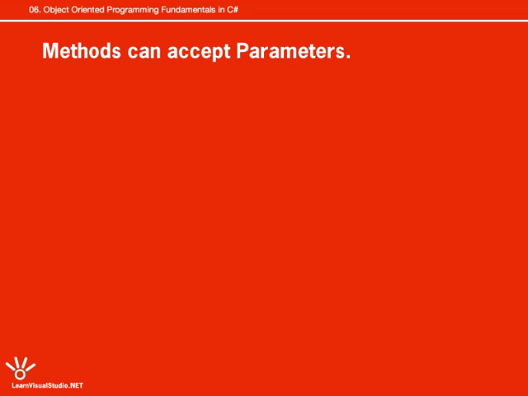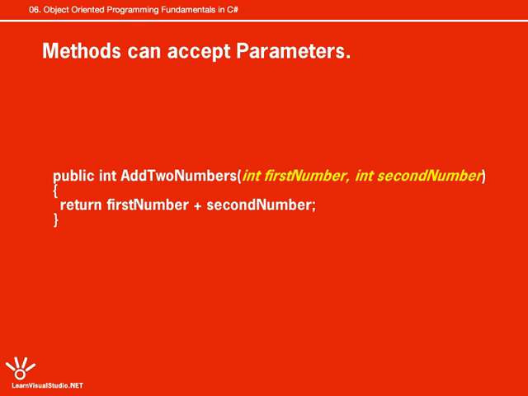Now, methods can accept what are called parameters, and these are values that will be used in the body of the method's code block to modify how it works. We can use practically as many parameters as we need in our methods, and this is how you define a parameter. Notice that after we have the public int add 2 numbers, I have defined 2 parameters. First I use a data type, and then I use a name for our parameter.